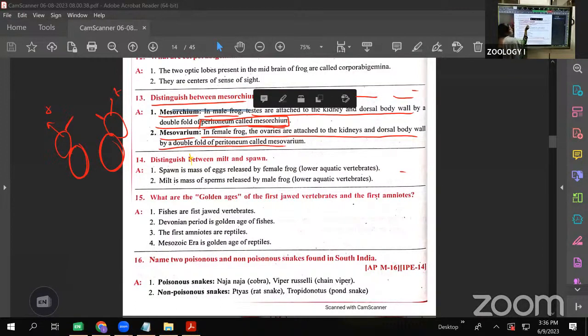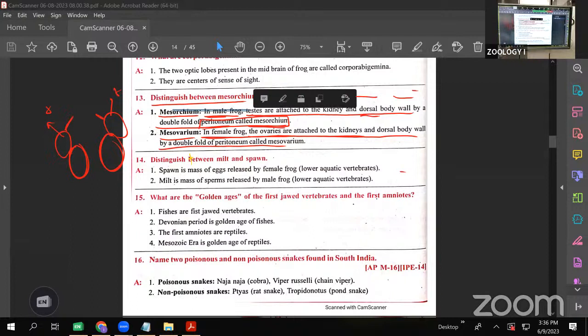The peritoneum is the same, but here it is a male frog and here it is a female frog. Which one is attached? The testes are attached to the kidneys and dorsal body wall. In the female, the ovaries are attached to the kidneys and dorsal body wall by the peritoneum, called the mesovarium. The peritoneum attaching the testis to the kidneys is called the mesorchium.